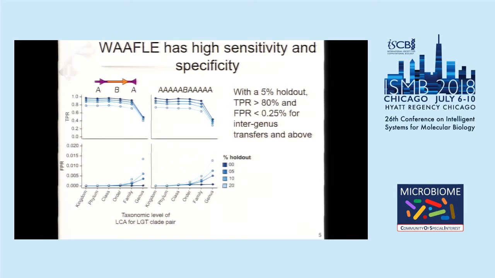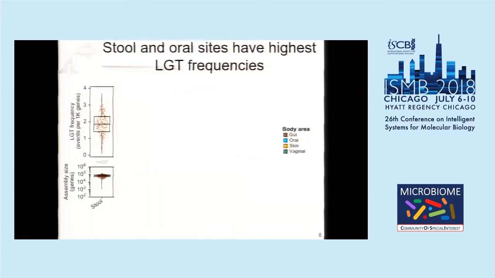So with our validation, we then moved on to run Waffle on the expanded Human Microbiome Project 1 dataset. So the first thing we did there was to look at the different sites. Right now I'm just showing the stool, but the upper graph is to show the lateral gene transfer frequency. Each point is a metagenome, like one person's sample. And on the top, we have the number of lateral gene transfer contigs per 1,000 genes. While on the bottom, we have the assembly size, which is the total number of genes in that metagenome.